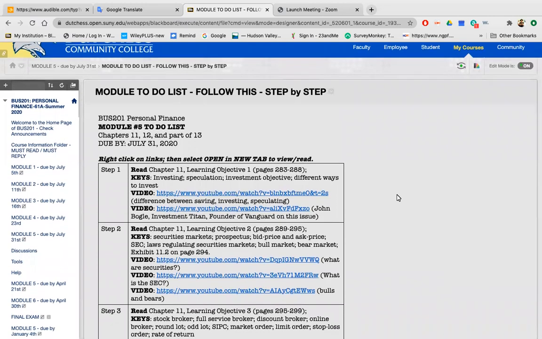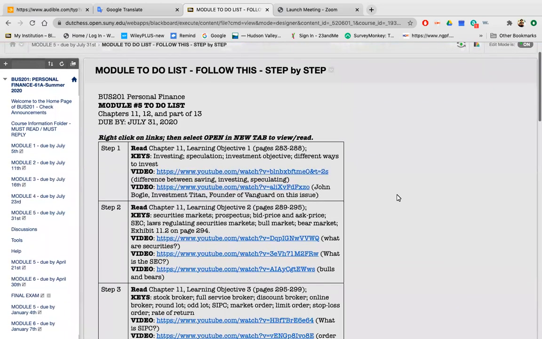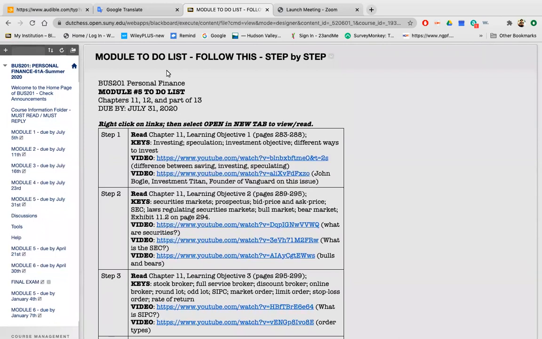Module 5 is totally on investments. I think most students enjoy this module because they have a lot of questions about it. So what I've done is I've set up Module 5 to cover all of Chapter 11 and 12 and most of Chapter 13, with the exception of real estate as an investment. That's something that can be dealt with in the future. But the part of Chapter 13 that's most important is mutual funds and exchange traded funds, ETFs.